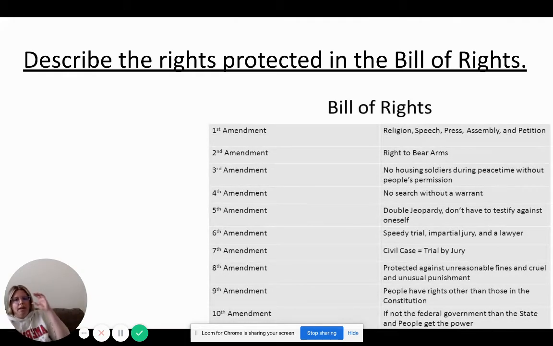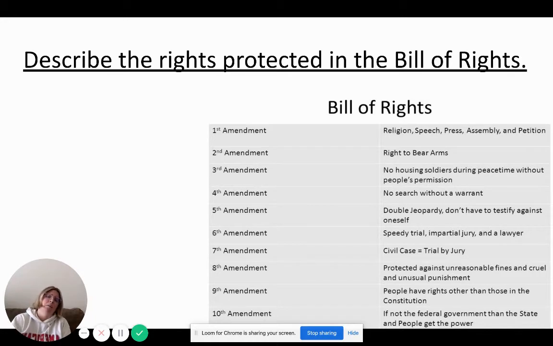So you should know all 10 of these. Three and seven really don't appear that often. I mean, technically they could because it's in the Constitution, so it definitely could appear. But three and seven, I really don't hear that often. But one, of course, a lot of our Supreme Court cases deal with number one. So religion, speech, press, assembly, and petition.